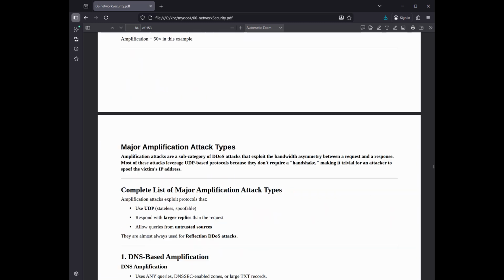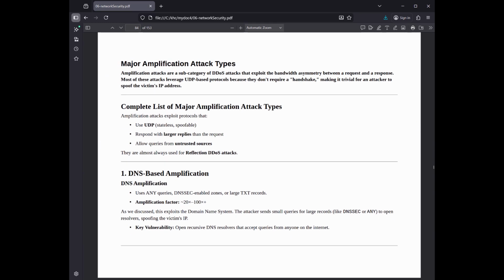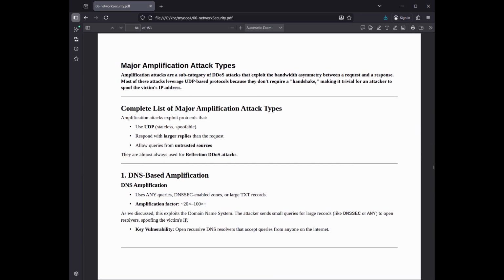Major amplification attack types. Amplification attacks are a subcategory of DDoS attacks that exploit the bandwidth asymmetry between a request and a response. Most of these attacks leverage UDP-based protocols because they don't require a handshake, making it trivial for an attacker to spoof the victim's IP address. Complete list of major amplification attack types.